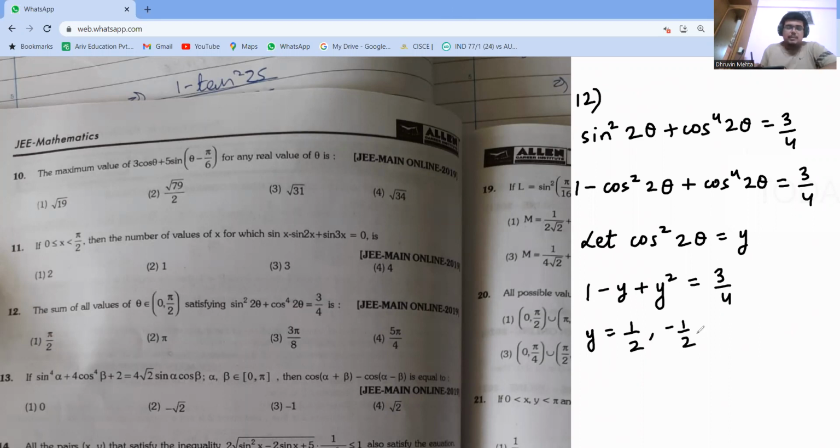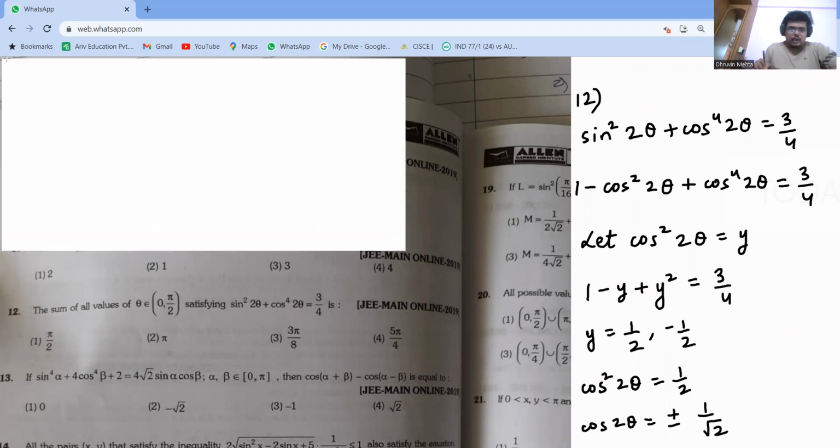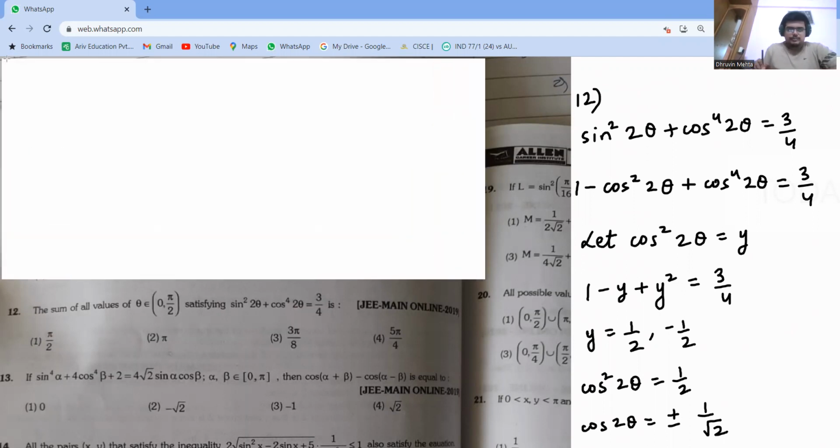See, y can't be minus half because it is cos square 2 theta. So we'll get cos square 2 theta is equal to half. So cos 2 theta is plus minus 1 by root 2. Chalo, now let us find all the values of theta from 0 to pi by 2, meaning the first quadrant.